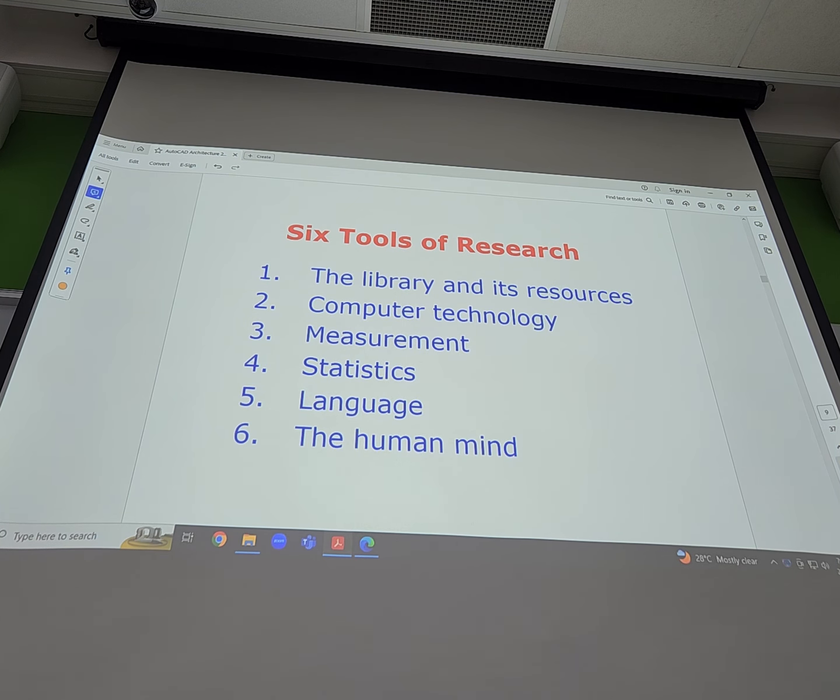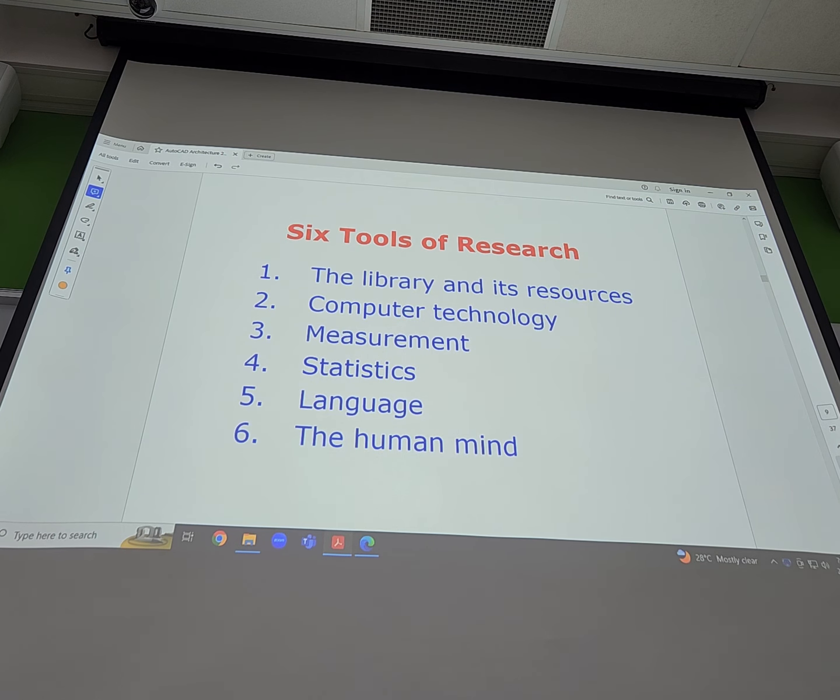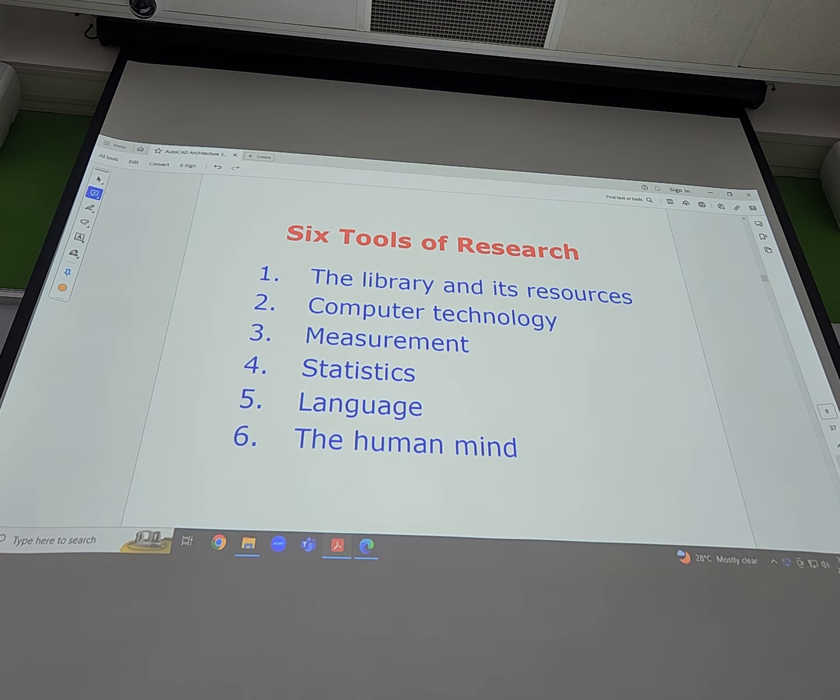Okay, measurement is where you are going to collect data or you are going to create data or generate data. Okay, and applying the statistical tools. So basically, data analysis tools. So there are different types of statistical packages.